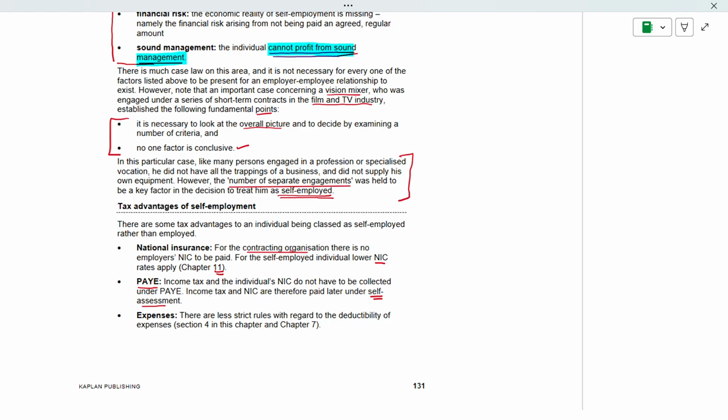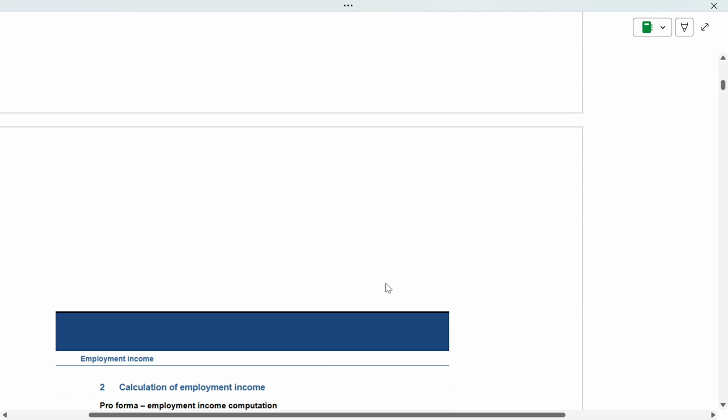Self-assessment. There are less strict rules with regard to the deductibility of expenses.